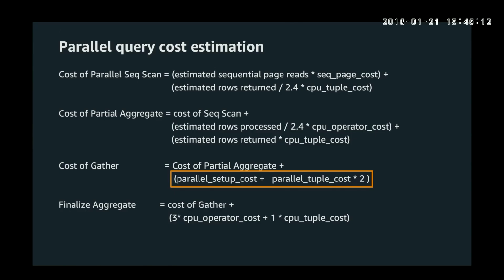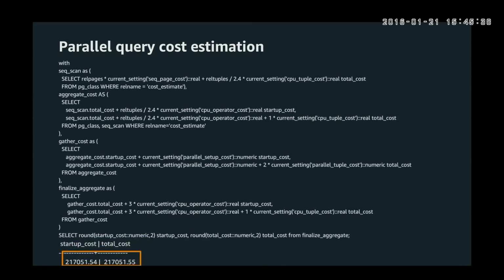When you look at the cost of gather, that's the only difference from the serial operation, where you have a parallel setup cost and parallel tuple cost. Remember, Rajeev was talking about these two tuning parameters where you'll be able to tweak it to make sure whether you want the optimizer to favor the parallelism or not. So pretty much you can manipulate these two costs to see the results you want to see.